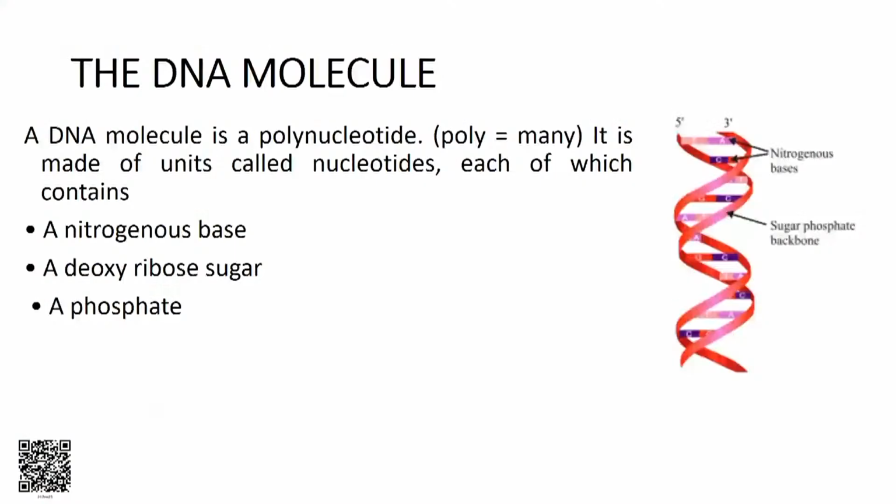So, now we will talk about the DNA molecule. DNA molecule is a polynucleotide. It is made of units called nucleotides, each of which contains one nitrogenous base, a deoxyribose sugar and phosphate.